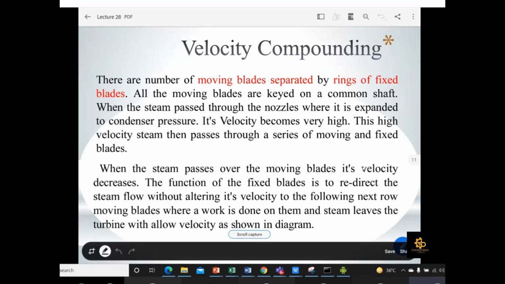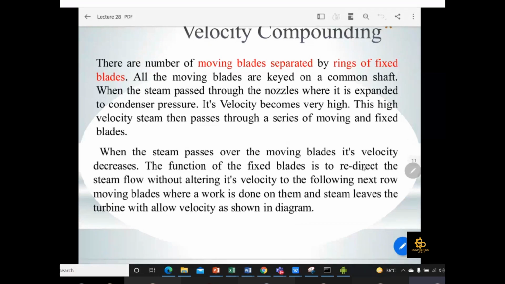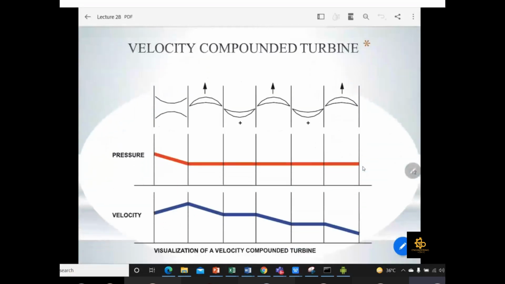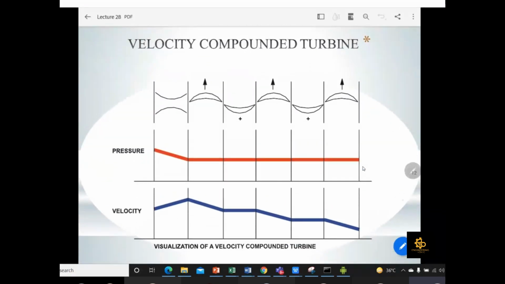This high velocity steam then passes through a series of moving and fixed blades, and when the steam passes over the moving blade, its velocity decreases, and the function of the fixed blade is to redirect the steam flow without altering its velocity to the next row of moving blades, where work is done on them and steam leaves the turbine with low velocity, as shown in the diagram. So this is just a theory. I will give you the demonstration by using the velocity diagram and pressure diagram. Okay, so this is the velocity compounding.